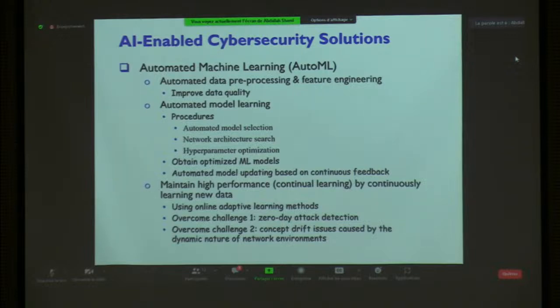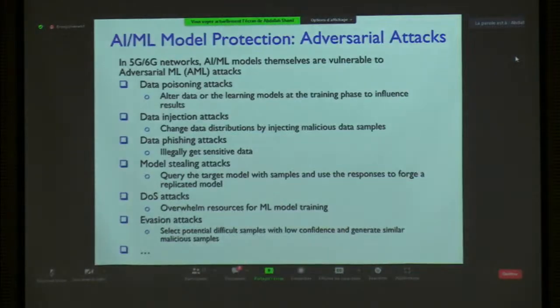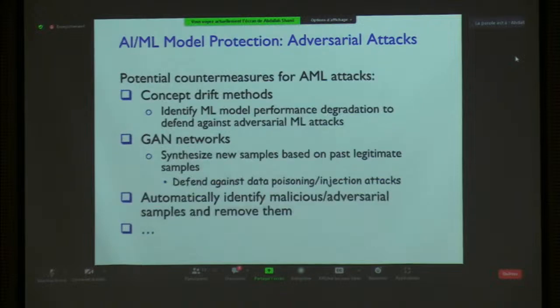and then deploy the model with minimum human interaction? With AutoML we can also overcome a second challenge, which is concept drift caused by the dynamic nature of the network environment. Also, we have different kinds of attacks on the machine learning models themselves, like data poisoning attacks, data injection attacks, data phishing attacks, etc.